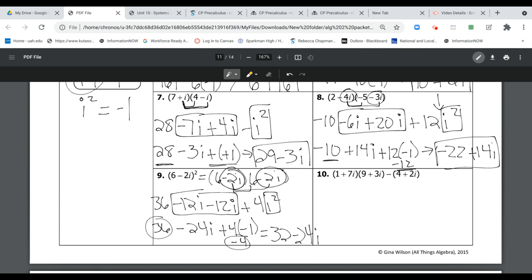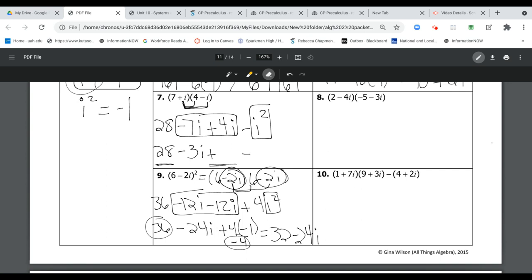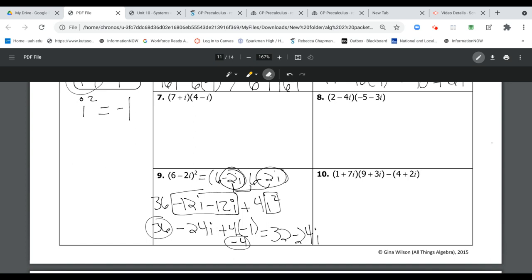All right. Now, in number 10, they are incorporating both things. We're going to FOIL and then we're going to subtract. So the first thing that we need to do, and I'm going to erase this up here just so I can have plenty of room to write this down. All right, so I am actually going to write the steps above the problem so you can kind of follow along with that. So I'm going to FOIL first. 1 times 9 is 9. 1 times 3i is 3i.